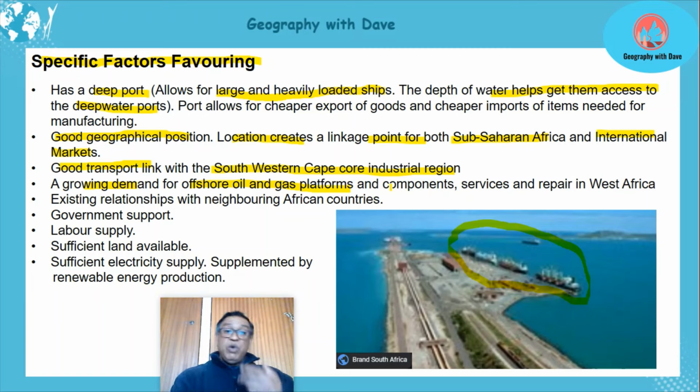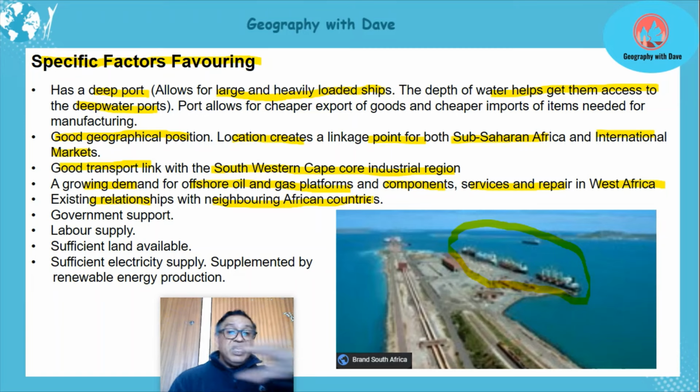And if there's a demand for it, there will be investments in the area. You understand? There will be business transactions. There will be exporting of our production down there. So oil platforms, components, services, and repair in West Africa. There's a demand for these services, repairing, for parts. You understand that Saldanha Bay can offer them. Brilliant.